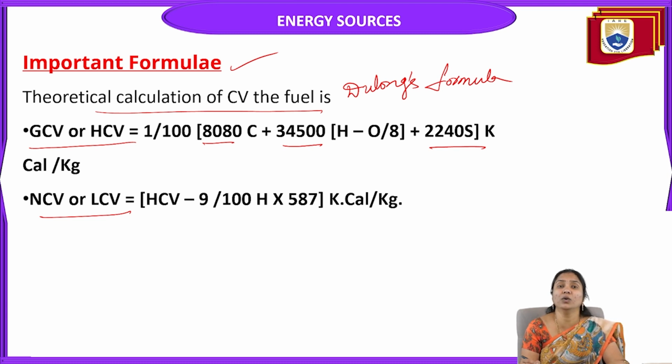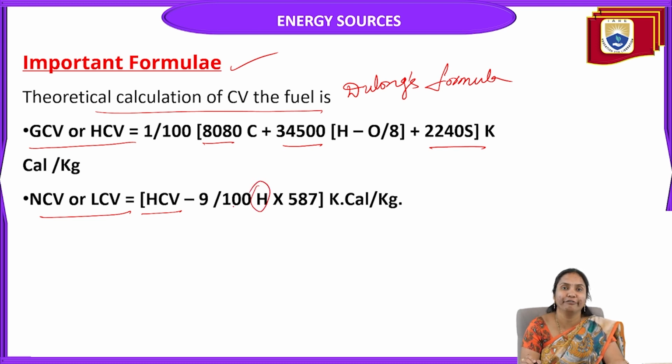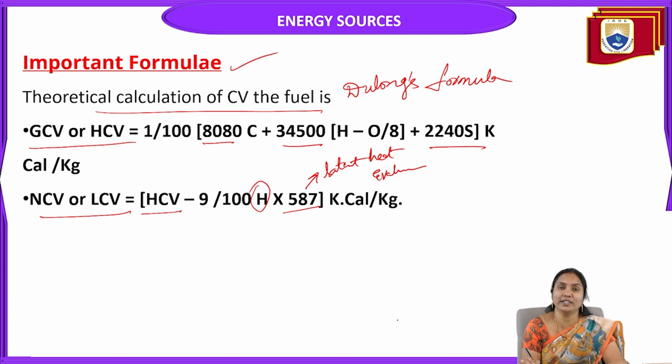Here we consider only the net calorific value. That means exactly how much amount of heat is liberated when 1 unit, or 1 kg, of fuel is burning. So that's why we remove the latent heat, HCV minus 9 by 100 into H. Here H is the percentage of hydrogen present in the fuel, and 587, as we already discussed previously, is the latent heat evolved. So NCV is equal to HCV minus 9 by 100 H into 587 kilocalorie per kg.